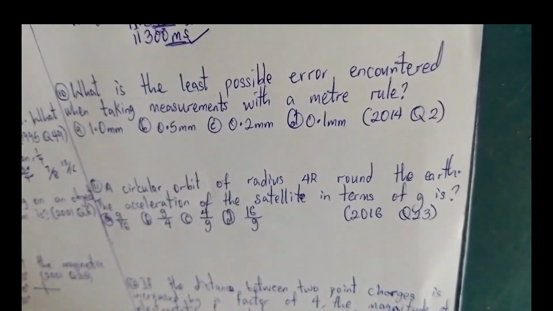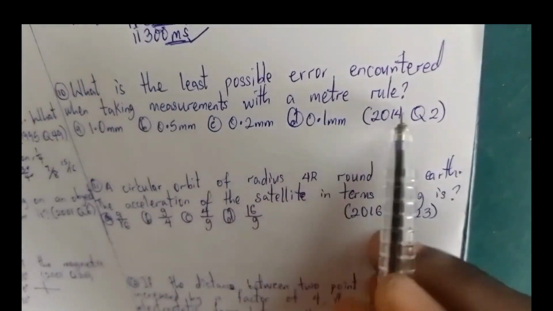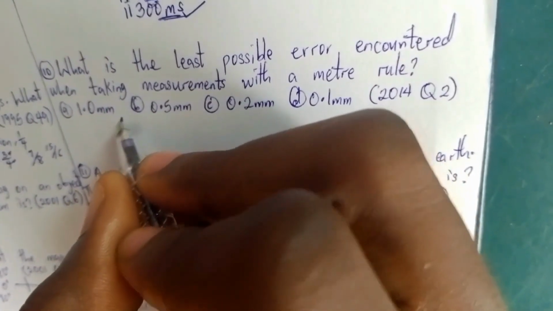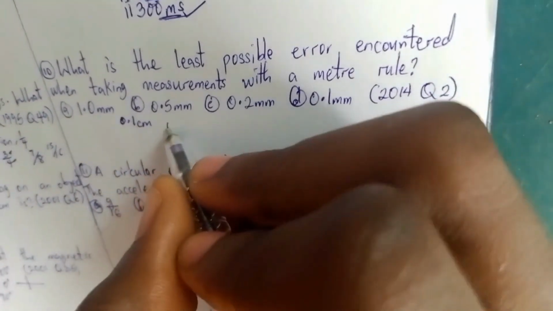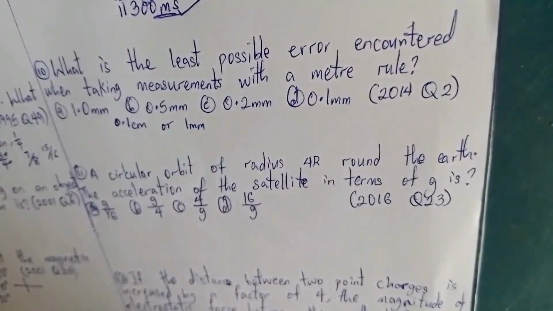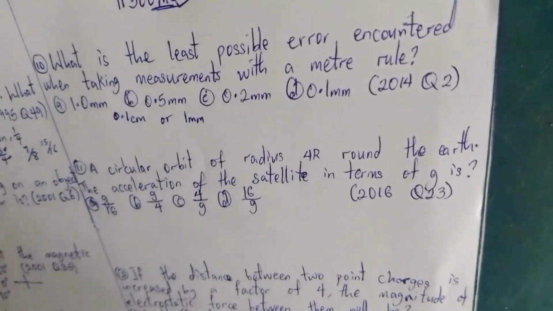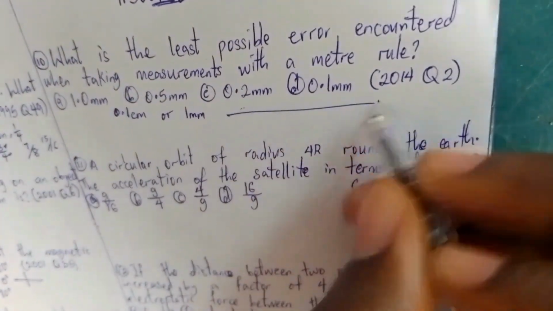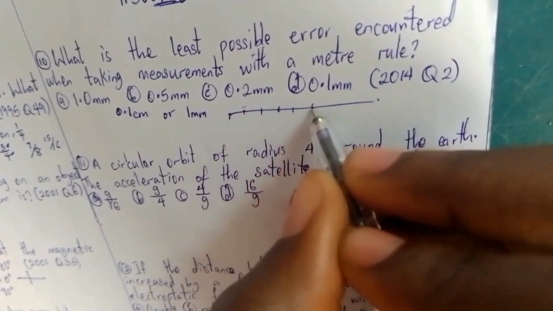Now, when we are talking about the least possible error encountered when taking measurements with a meter rule, the calibration of a meter rule, the smallest unit that we may have, is 0.1 centimeter or 1 millimeter. A meter rule is 100 centimeter, so it has a calibration 1, 2, 3, 4, 5, 6 till 100.